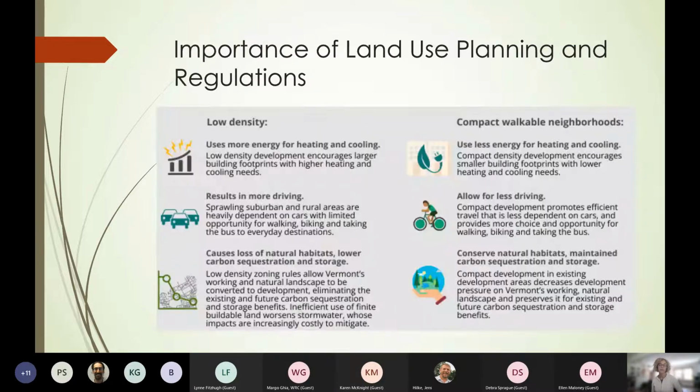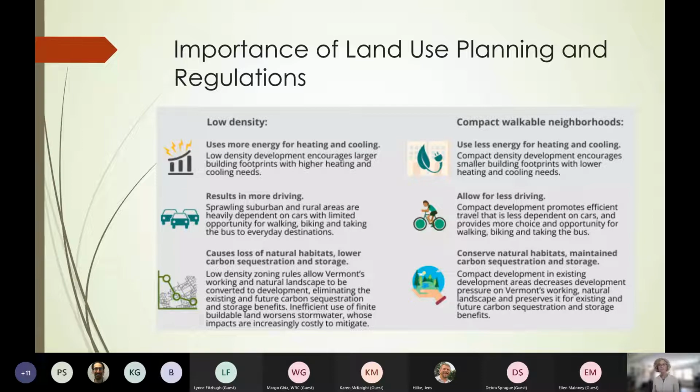So what I'm going to talk about, my part of this presentation, is the importance of land use planning in terms of creating compact walkable neighborhoods or high density in areas that are planned for growth. So let me just dig into that a little bit.